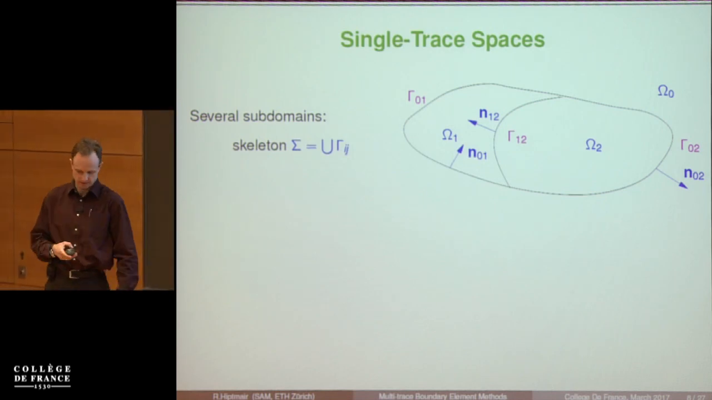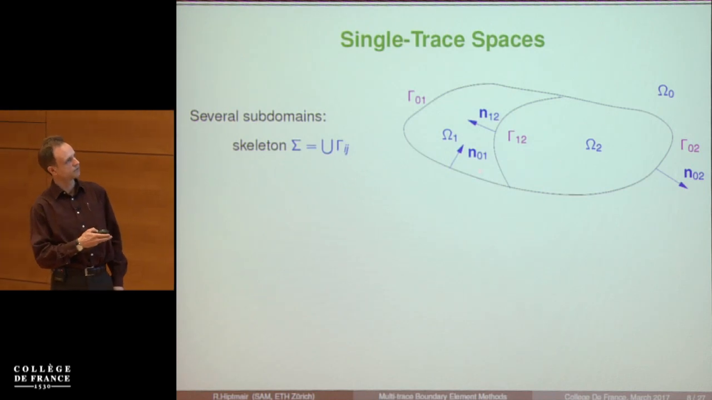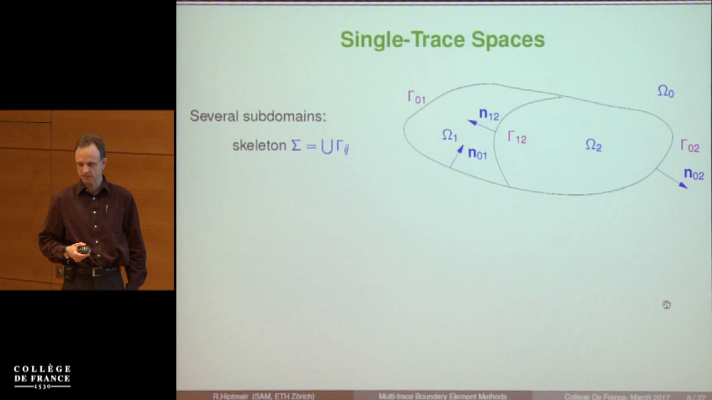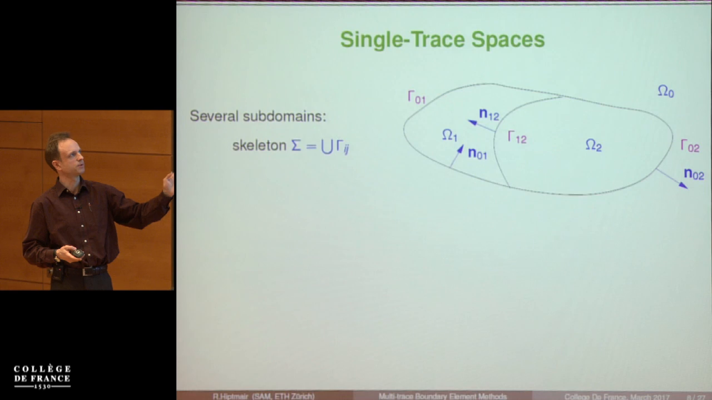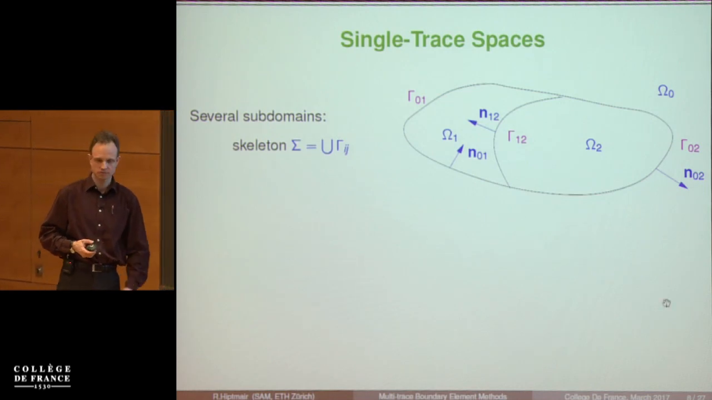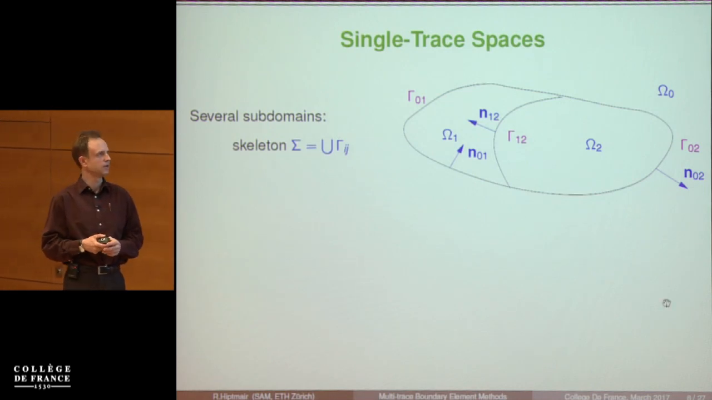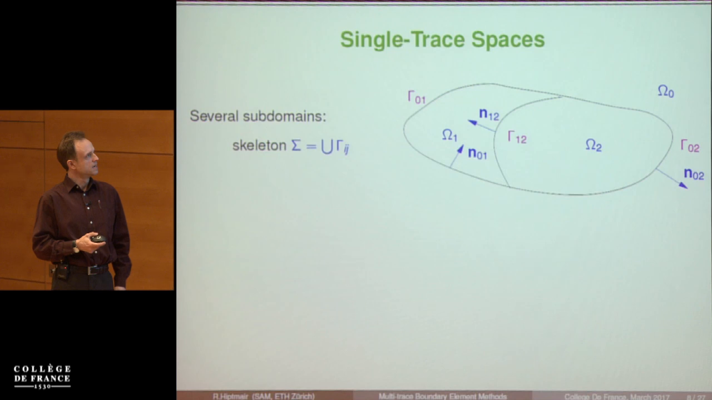So you've got a number of domains separated by interfaces. Say, think of Lipschitz domains. All of them are supposed to be Lipschitz domains, so sufficiently regular. Then the union of all interfaces I call the skeleton. It's just the union of all these black lines here.